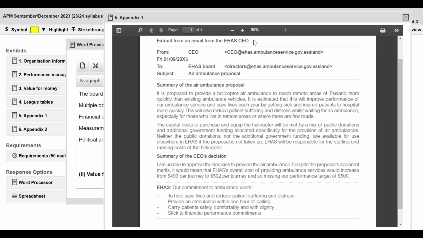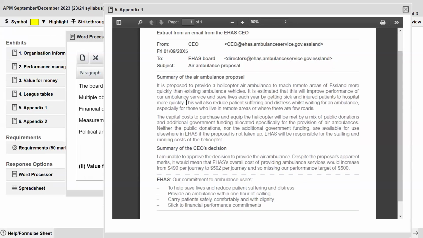Okay, now it says extract from an email of the EHAS CEO, from CEO to the EHAS board, air ambulance proposal. It is proposed to provide a helicopter air ambulance to reach remote areas of Iceland more quickly than existing ambulance vehicle. It is estimated that this will improve performance of our ambulance services and save lives each year by getting sick and injured patients to hospital more quickly. This will also reduce patient suffering and distress while waiting for an ambulance, especially for those who live in remote areas or where there are few roads.